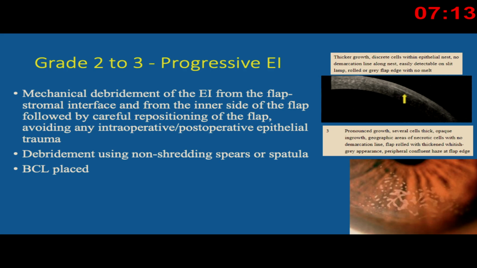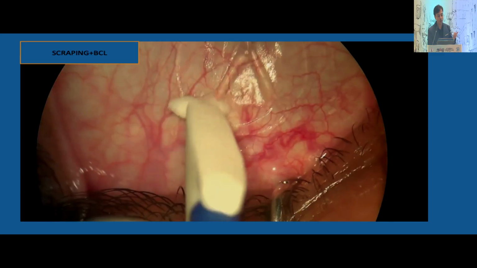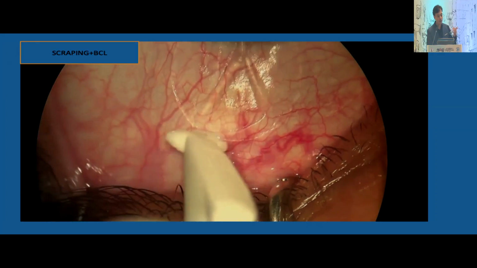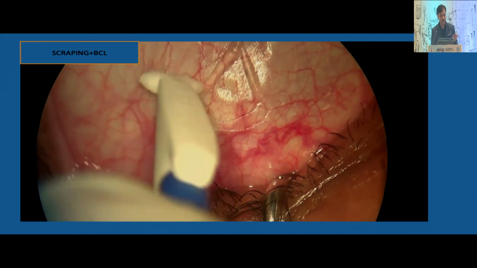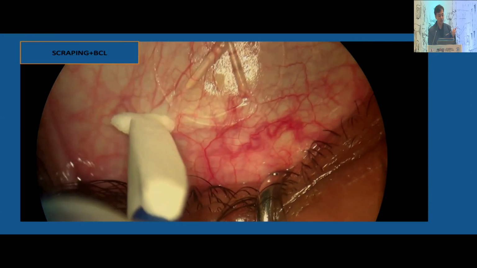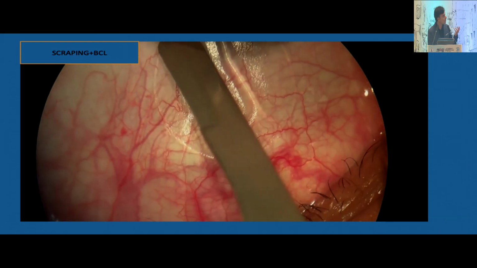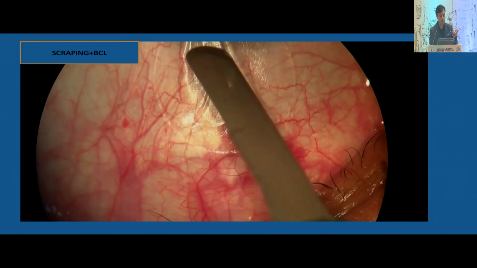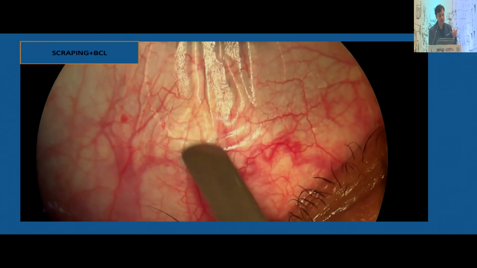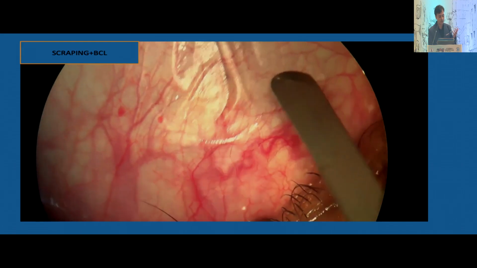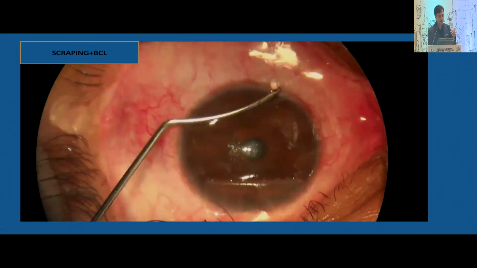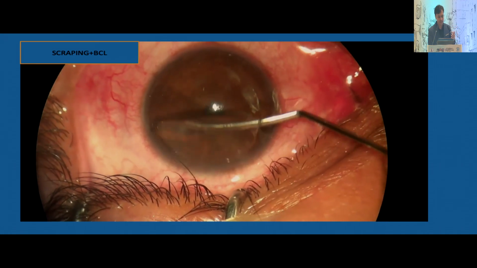These are the ones which require intervention, mainly in the form of debridement, which has to occur on the surface of the stroma and also under the surface of the flap. You have to be sure that you are not damaging the surrounding epithelium, and of course you can use any adjuvant agent such as absolute alcohol or mitomycin C if required. And at the end, you have to put the flap back in its position and put a bandage contact lens if you want.